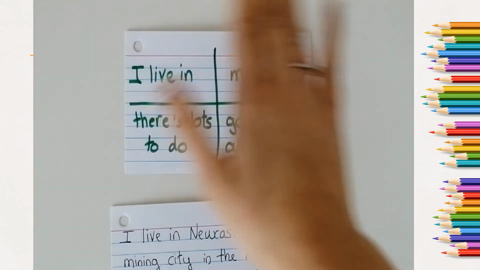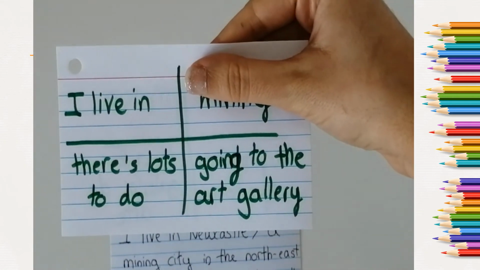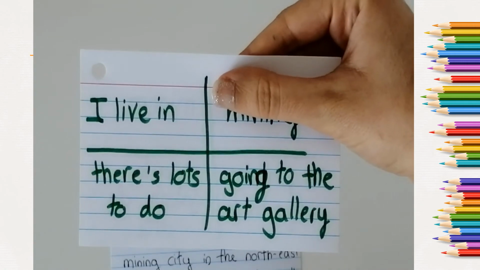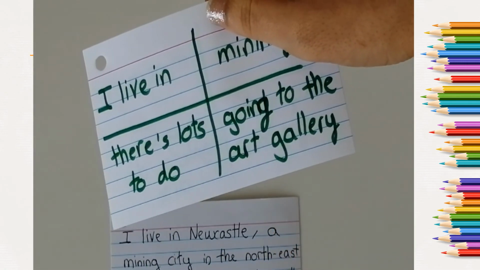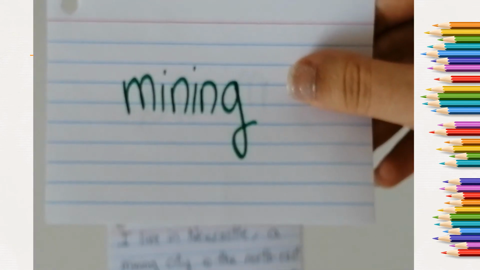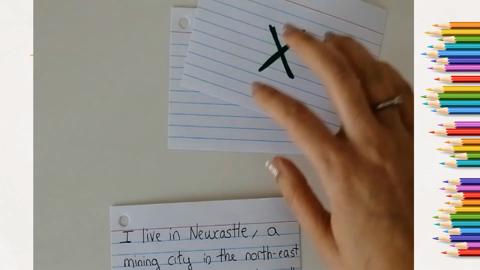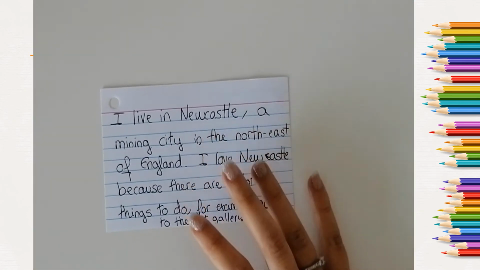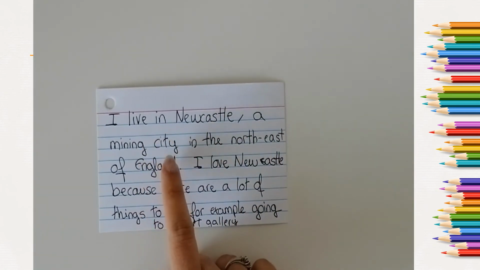Now, once you know your keywords, first via writing them lots of times and then putting them on a flashcard with 4 words on each flashcard, and going through the ones that you struggle with, then that's when you will be able to go back to this and say, okay, I live in, vivo en, Newcastle, una ciudad minera.